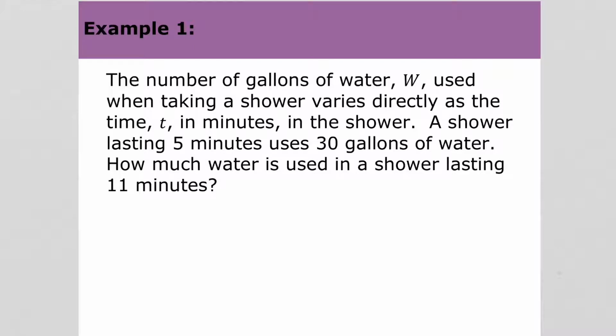So when we get to several different types of variation, you're going to wonder, how do I solve this? How do I know which one to use? And it tells you, like right here, varies directly. Okay, so that's how we know to use direct variation. So we're going to use y equals kx. Instead of y equals kx, it says W varies directly as t. So we're going to change that to W equals kt.